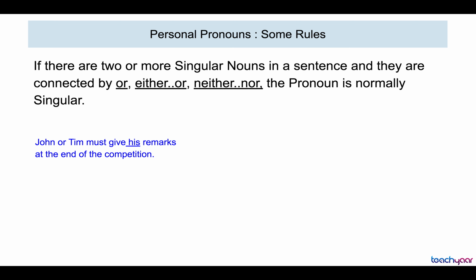Two people, John, Tim. But what is the conjunction used? Or. It is not John and Tim. It is John or Tim. So only one person has to give his remarks at the end of the competition. So only one person. So obviously the pronoun has to be singular. That is why John or Tim must give his remarks at the end of the competition.